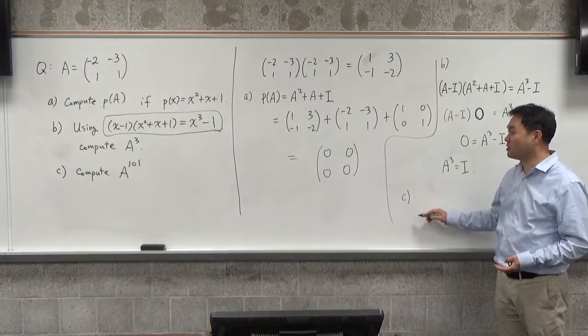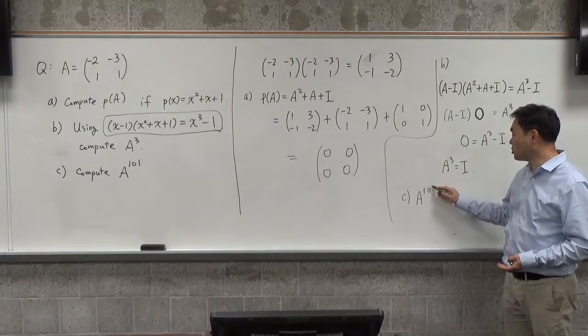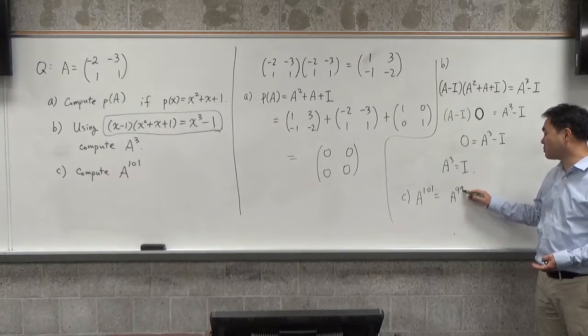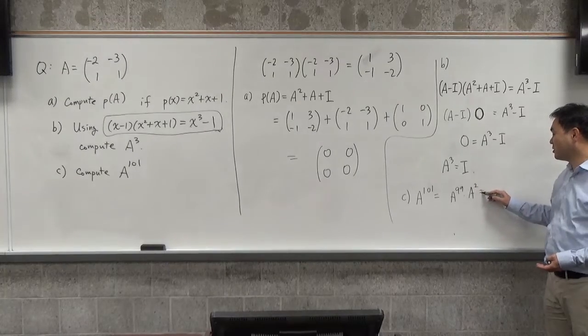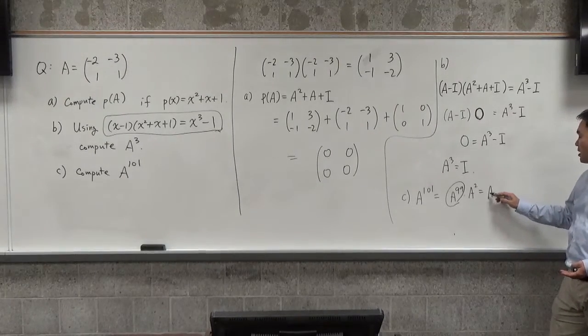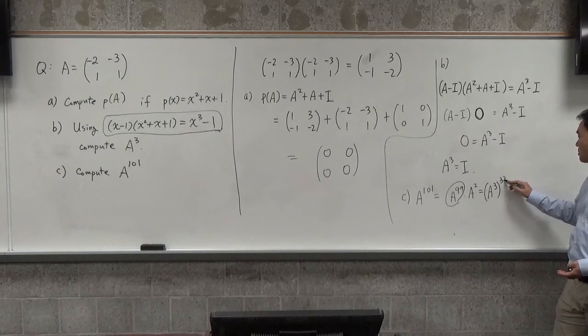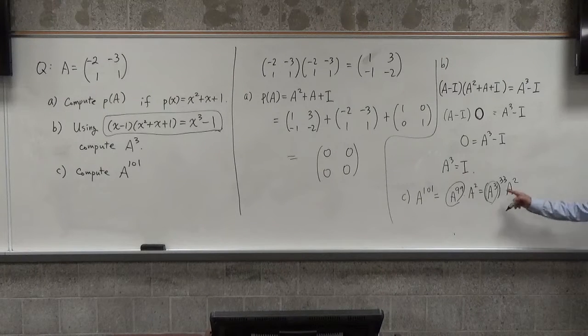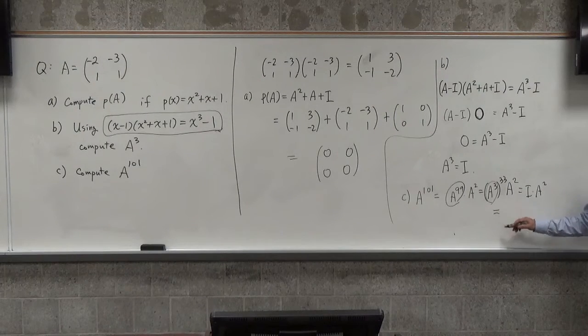Now let's move on to part C. How would you do a to the 101 then? This is a to the 99th power times a squared, where a to the 99th is the same as a cubed to the 33rd power, times a squared. What's a cubed again? Identity. What's identity to the 33rd power? Identity. So you get identity times a squared. Therefore, you get just a squared, which is that matrix that we just did: 1, 3, negative 1, negative 2. Done.